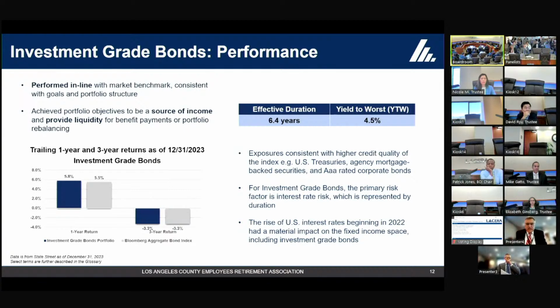Now keep this duration figure of roughly 6 in mind, because I'll come back to it in a bit when we're talking about long treasury bonds. Also note that the portfolio's average yield was about 4.5% at year end. Today, it's about 0.5% higher, just under 5%.